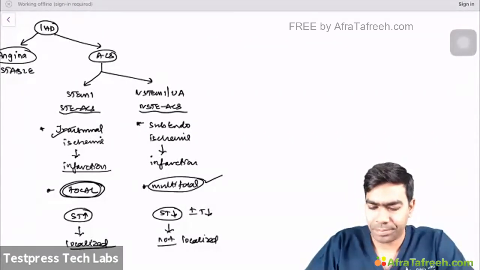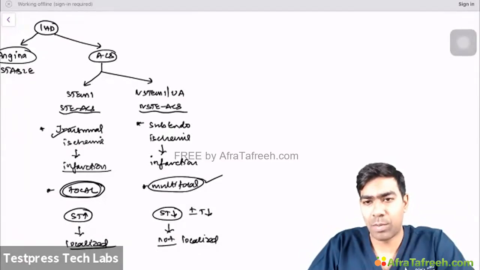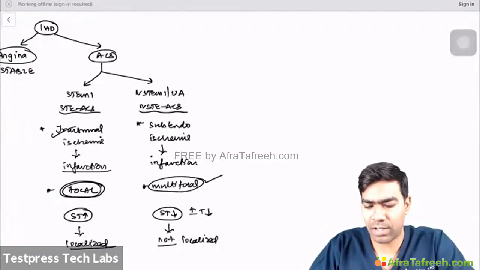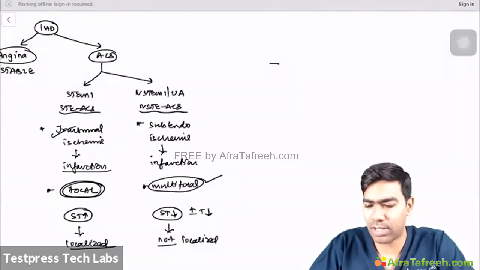Okay, so what are we discussing? We're discussing STEMI versus NSTEMI. In that matter, we wanted to localize a STEMI. So for that, you have to understand what you mean by the ST segment.